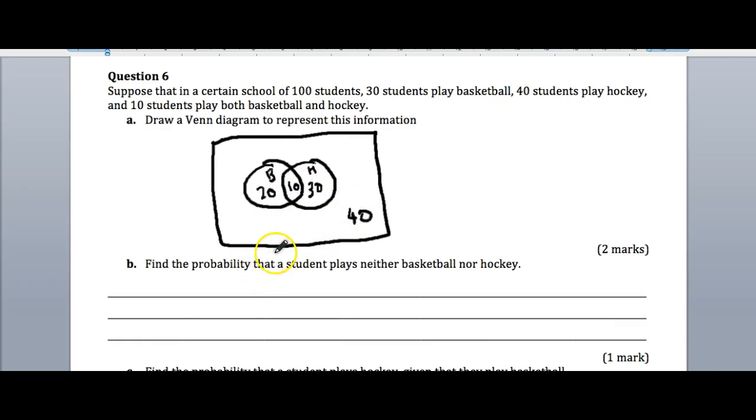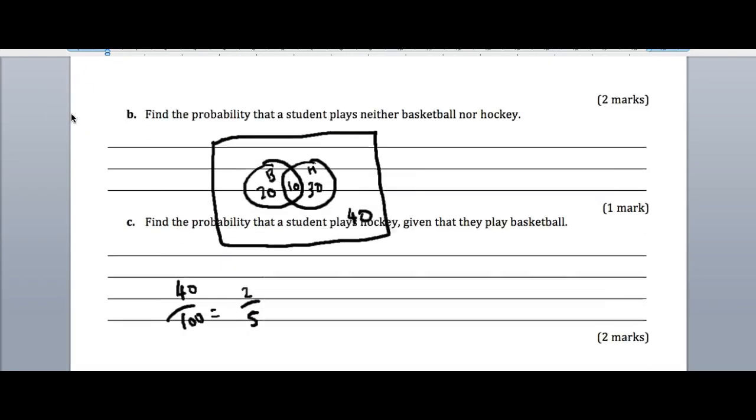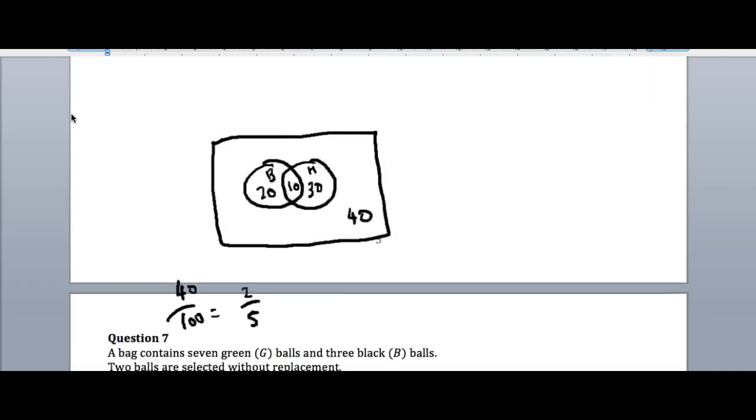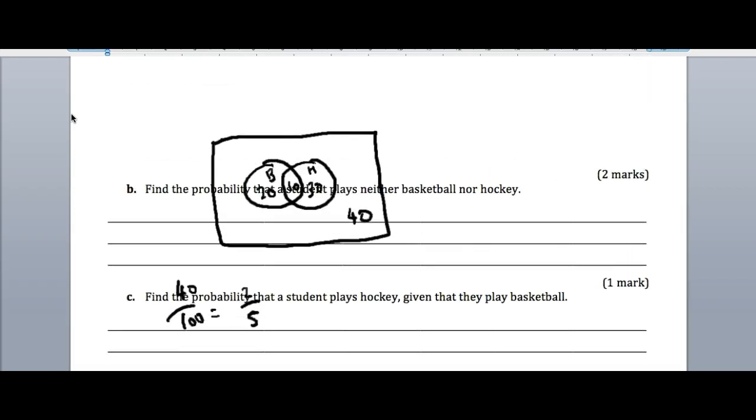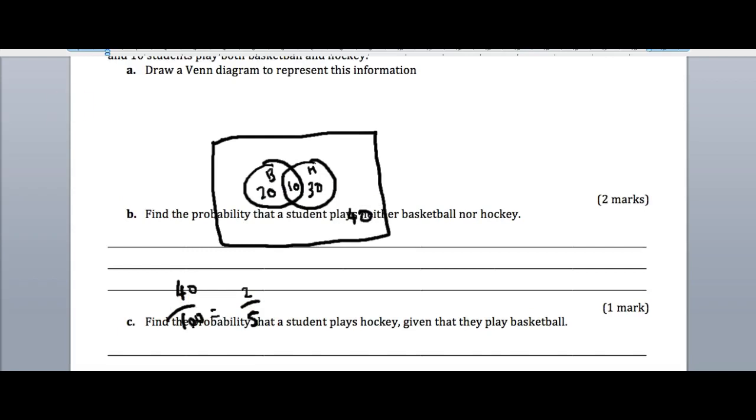Find the probability that a student plays neither basketball nor hockey. So we have 40 over 100, and that simplified is 2 over 5. And I'm guessing we have to go down here. Is that it for that question? Okay. I'm just going to keep that Venn diagram there and just rub this out a bit. Okay, find the probability that a student plays hockey given that they play basketball.